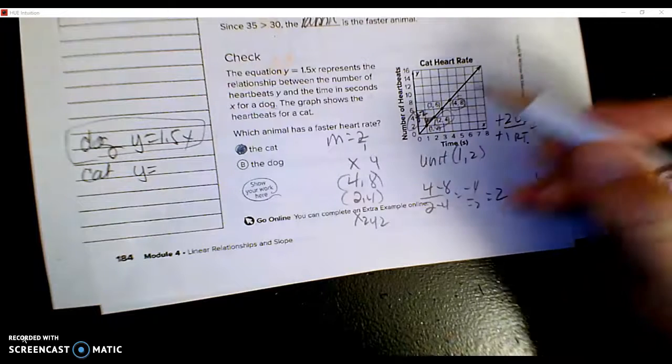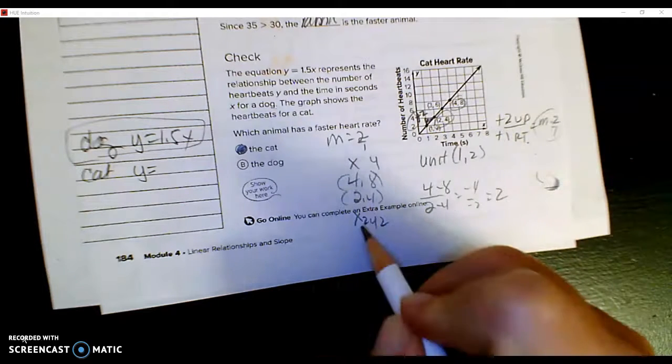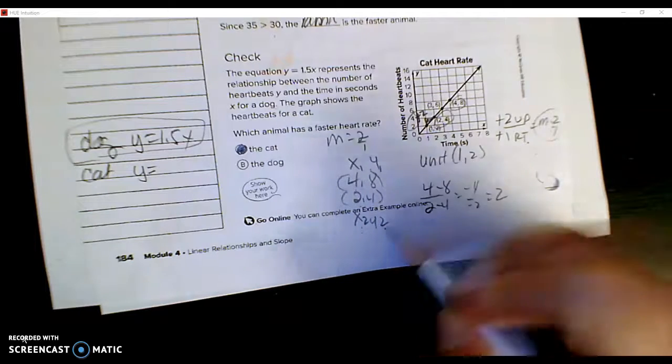The other way of doing it is picking 2 ordered pairs. I picked 4 and 8 and 2 and 4. So 4 and 8 I pick first, so x sub 1, y sub 1. 2 and 4 I pick second, x sub 2, y sub 2. That's the only reason why.